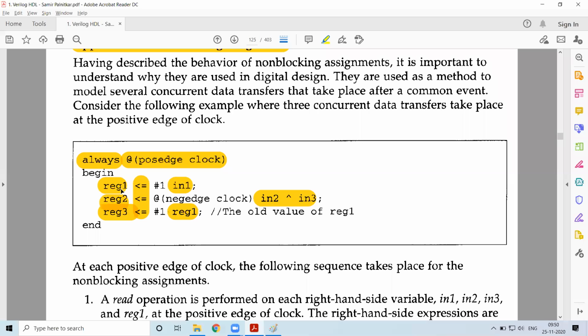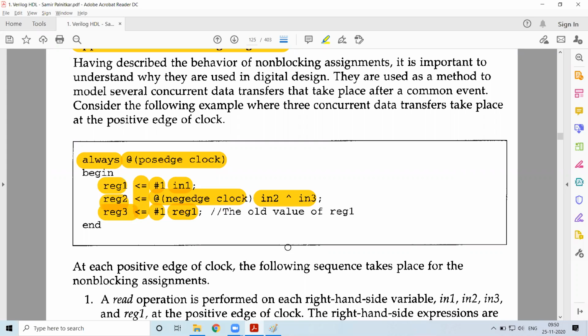Now, since you're specifying a delay here, #1, but here we are not specifying any delay, what we are specifying is that when you see a negative edge, at that time you go and assign. So first these values are obtained, and in one go, the values are assigned to the registers, since this is non-blocking. But if it was blocking, first this would be executed, then this, then this.